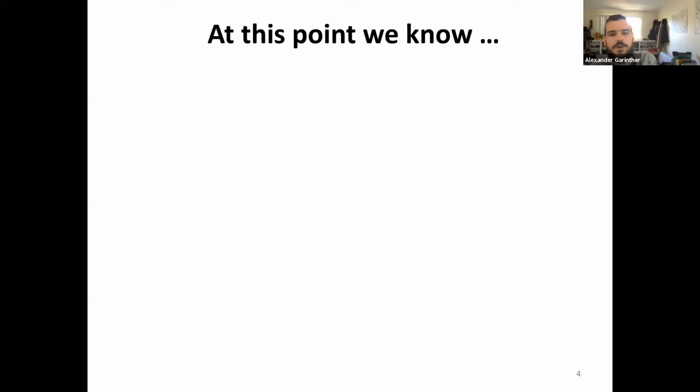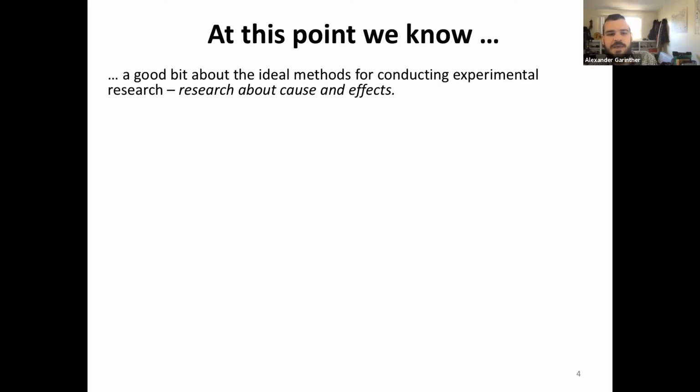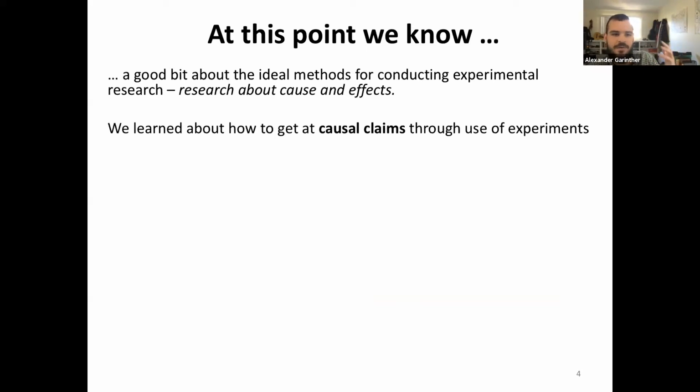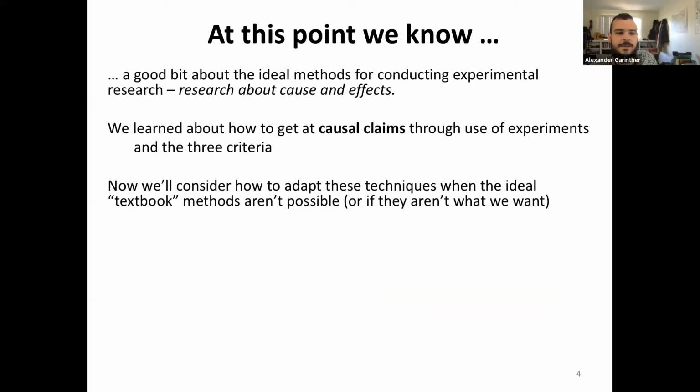At this point, we know a lot about the ideal methods for conducting experimental research in the lab, research about causal claims, the three causal criteria: temporal precedence, covariance, and internal validity. And when we move into this conversation about quasi-experimental designs, these are situations in which we want to know about cause and effect relationships, but we can't run a controlled lab study where everything is perfectly and tightly controlled.